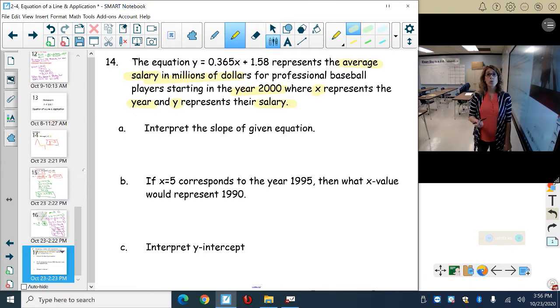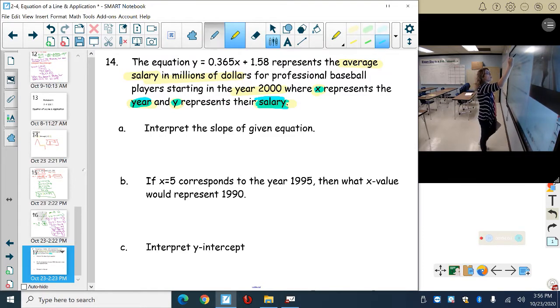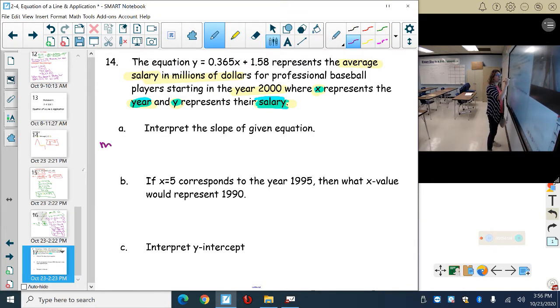Okay, so I tell you in the problem what is most important. What is most important is that X is going to be year and Y is going to be salary. That's what I tell you is most important. So it says interpret the slope of the given equation. Well, what do we know? Slope is the change of Y over the change of X. What did we just read Y was? Well, Y was our salary. What did we read X was? Well, we said X was our year.